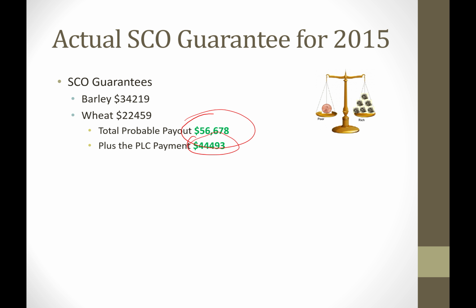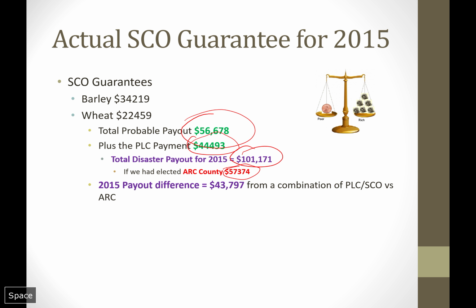Plus, we were in PLC, right? Because we were in two programs at once. So our total disaster payout for 2015, when you throw these two programs together, is probably going to be in the ballpark of $101,000. Had we elected County ARC, all we would have got was the $57,000 because we couldn't enroll in SEO. So the difference between the combination of those two products is $43,000 for this one crop year.